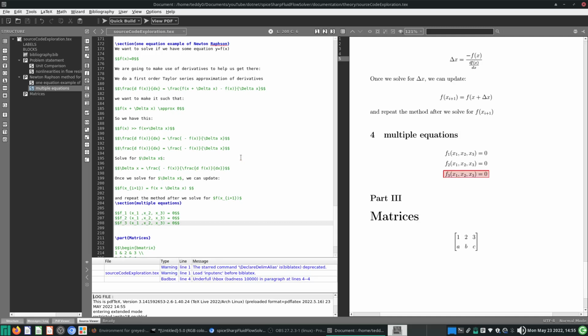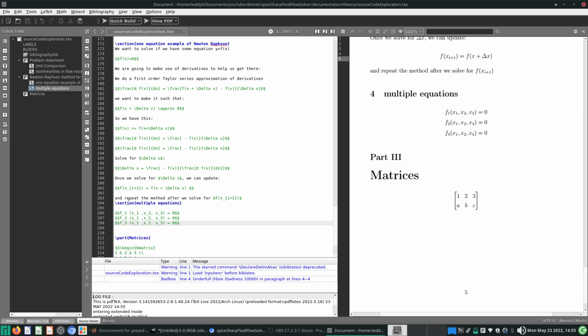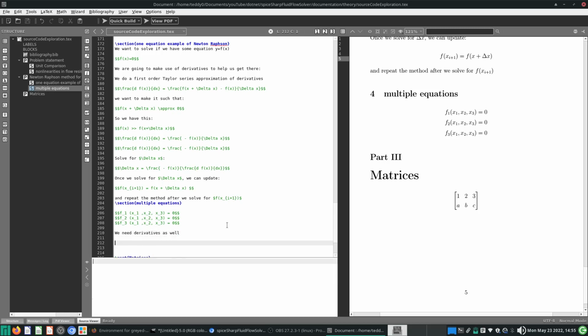We'll have this system of equations that we want to solve. I don't know what functions these are, but this is just a y equals f of x kind of thing. Can we generalize it to a more general case? Yes, we can. We need derivatives, we need partial derivatives as well. So f1 is a function of x1, x2, and x3.